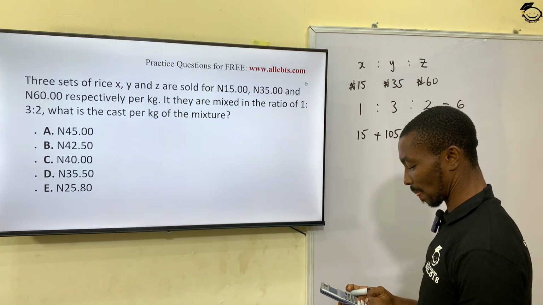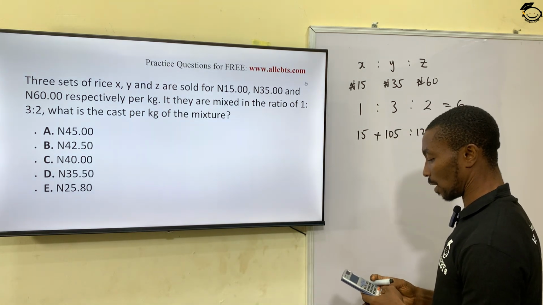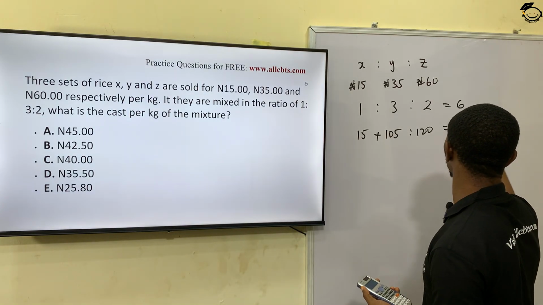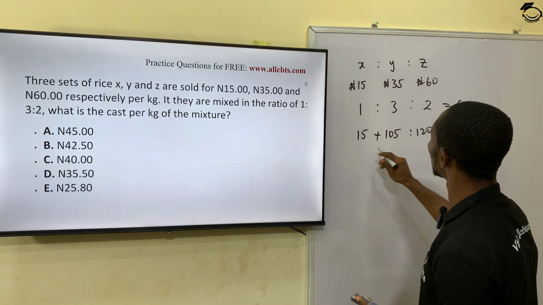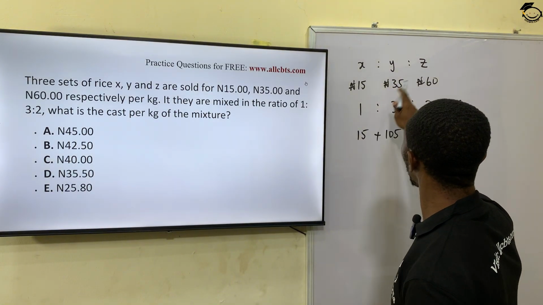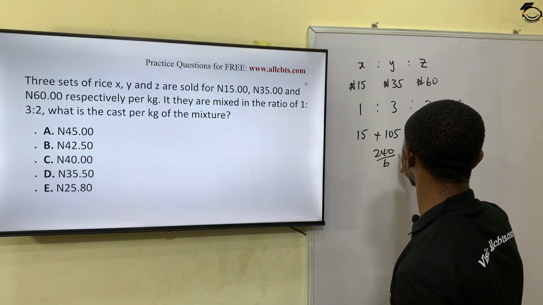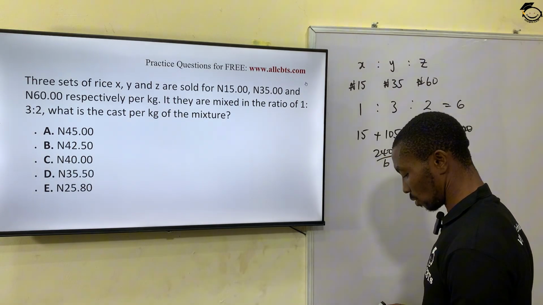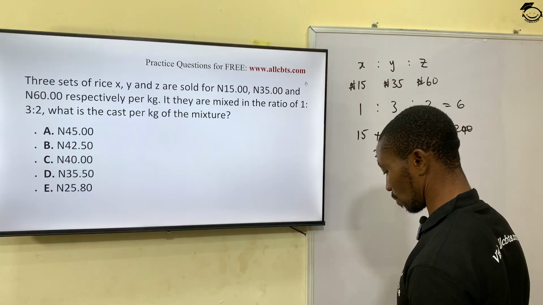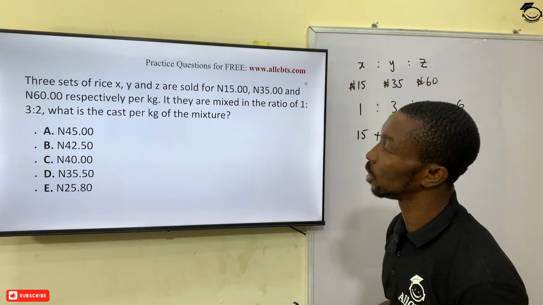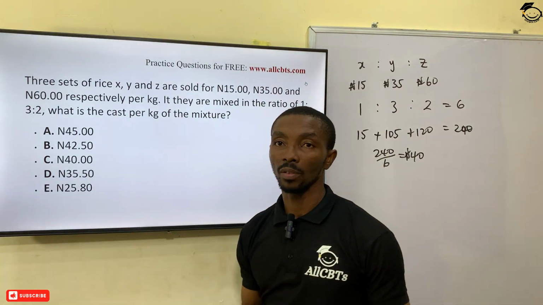So 105 plus 15 plus 120 would give us 240. So our total mix is 240. So the cost per kg of the mixture will become 240 divided by 6, which will give us 40. So the cost per kg would be 40 naira.